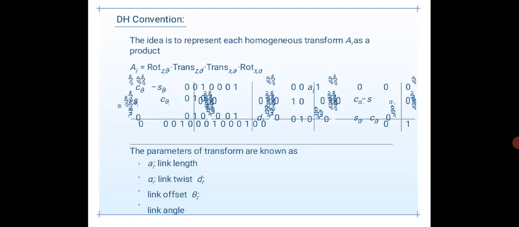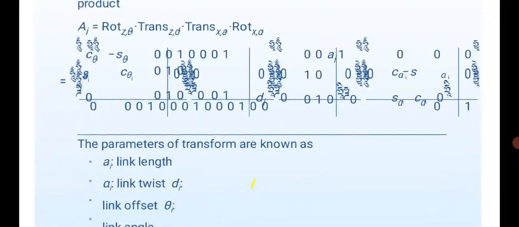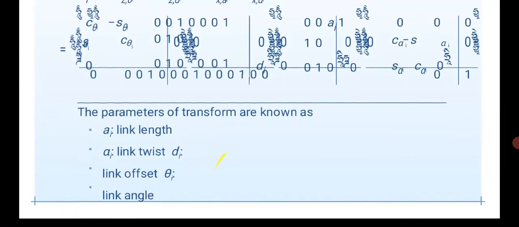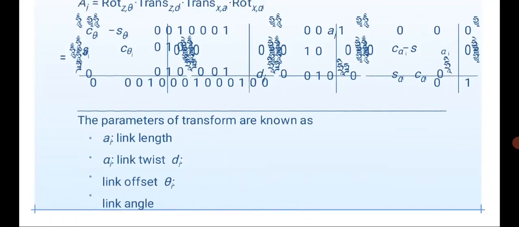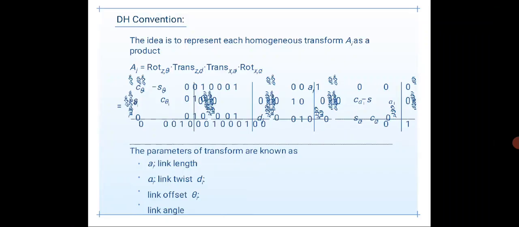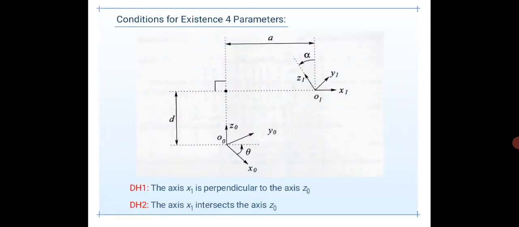And here the parameters of this transform are defined as the link length, denoted as ai, the link twist, denoted as alpha i, the link offset, which is d, and the link angle, which is theta. And what are the conditions for the existence of these four parameters?